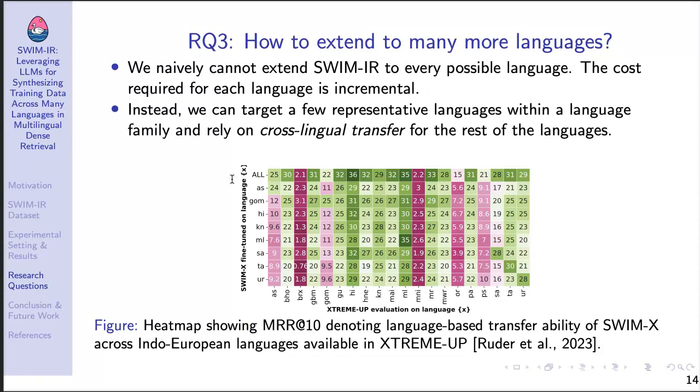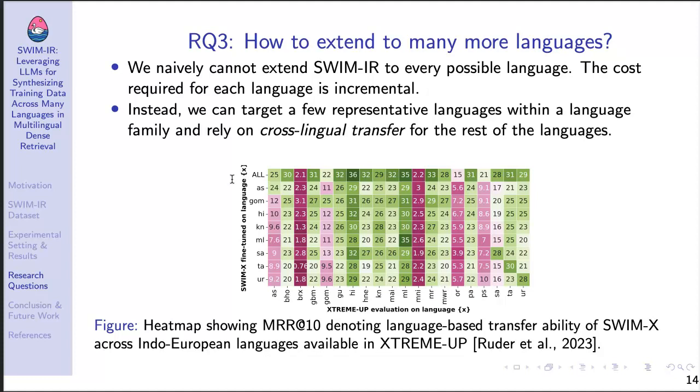Lastly, another interesting research question is, how do we extend SwimIR to more languages? And the answer is, we cannot naively extend SwimIR. There are limitations. Right now we support 33 languages. If you want to extend to 100, the cost required for each language is an incremental cost. Instead, in order to extend SwimIR to more languages, we can target a few representative languages within the same language family and then rely on cross-lingual transfer for the rest of the languages within the family.